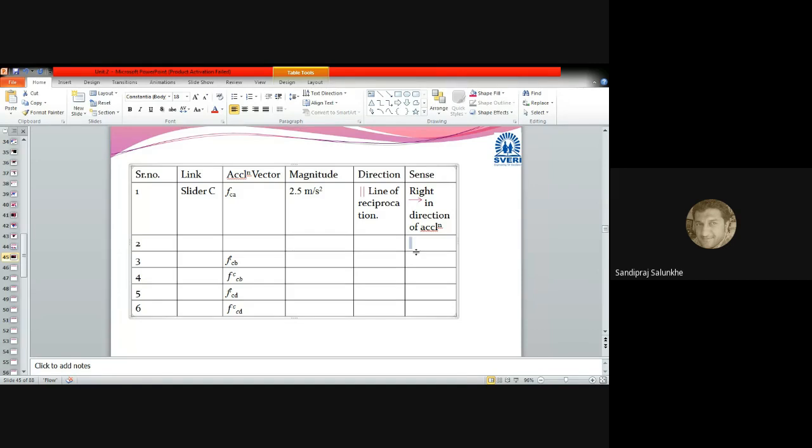In the direction of acceleration. Okay. What will be the next step? Roll number 3, Gaurav. Will you unmute yourself, Gaurav?